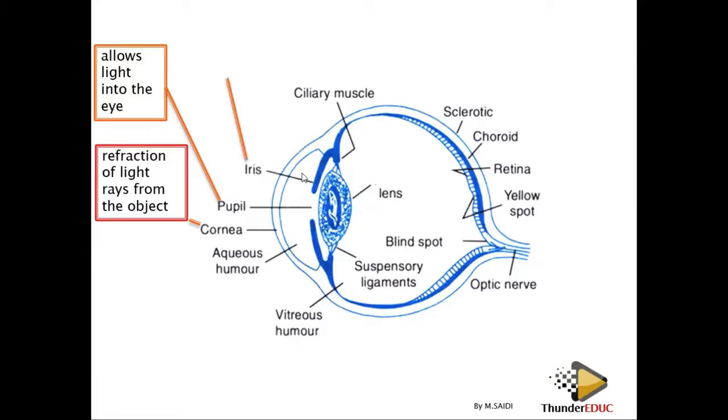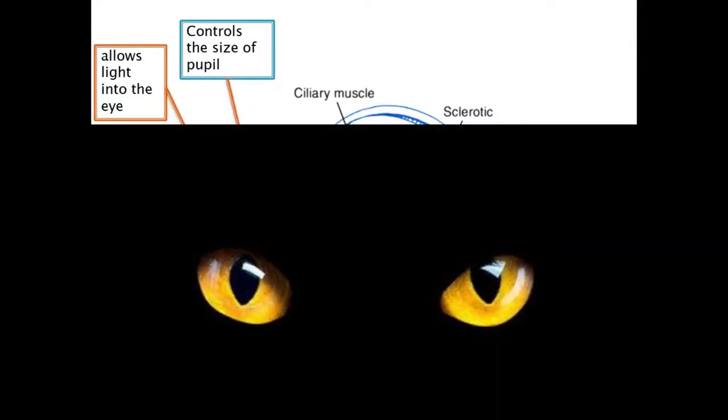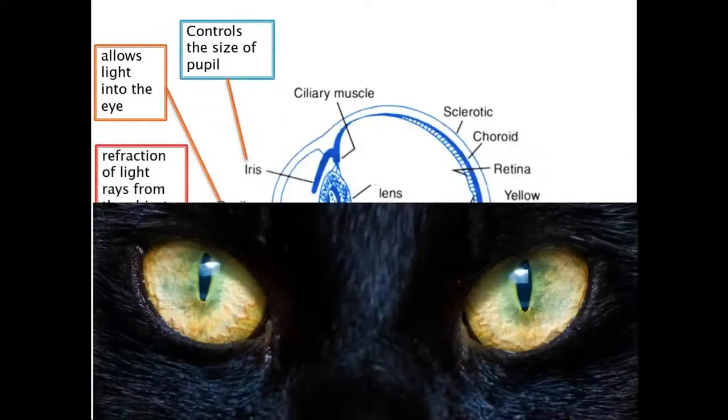And then you have the iris. What's the function of the iris? Because the iris is making this space, it brings about control of the size of the pupil. It controls the size of the pupil. If you want to look at this very clearly, you can look at the cat. At night, you see that it has a very big pupil, and then during the day, the pupil is very small.